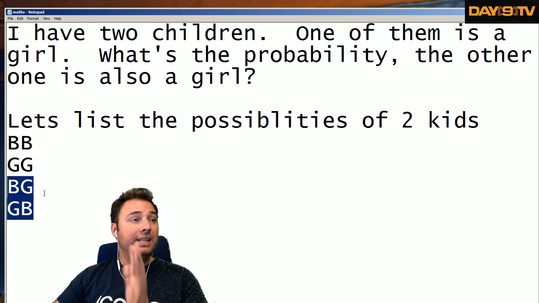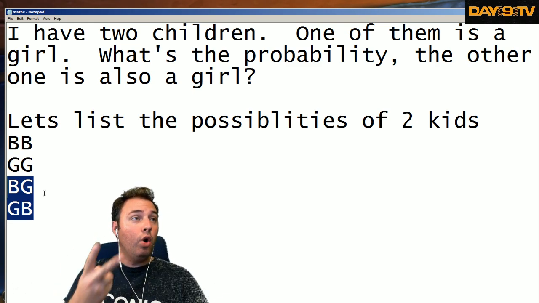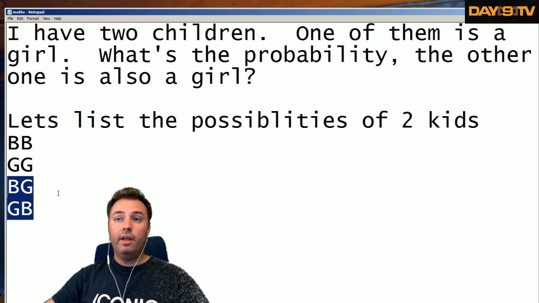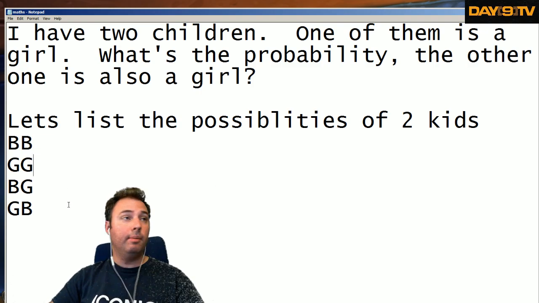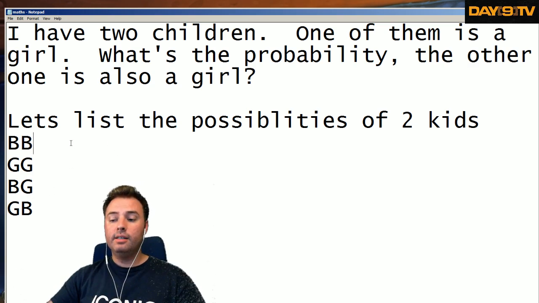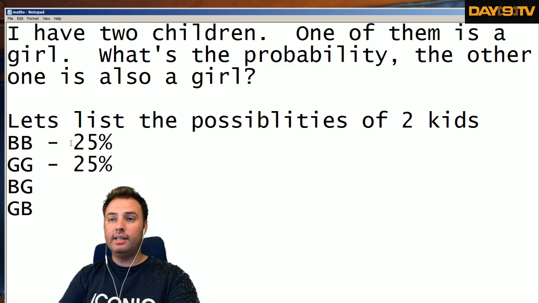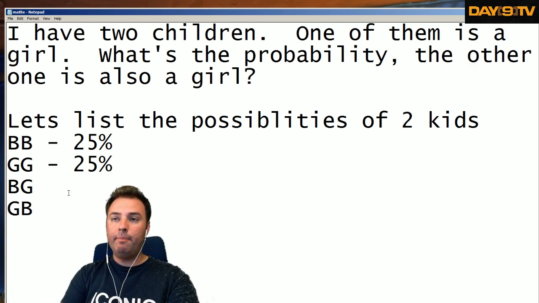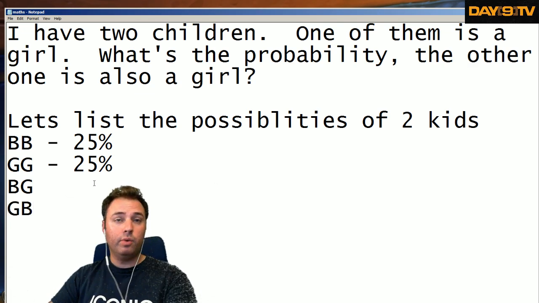And if you don't believe me, get 2 coins. Get 2 coins and flip them and write down if it's double heads, double tails, or one's a head and one's a tail, and just record. And what you will get is that this happens 25% of the time, this happens 25% of the time, and that one being a head and one being a tail happens about 50% of the time. That's what you'll find out.